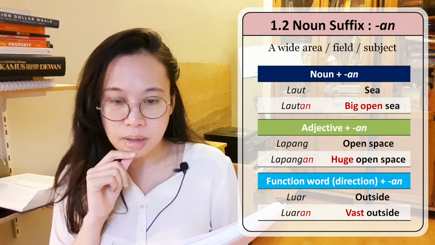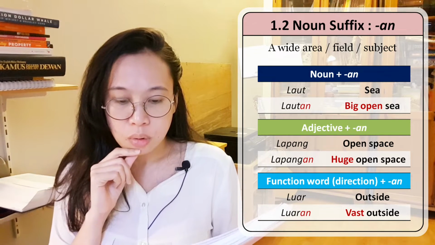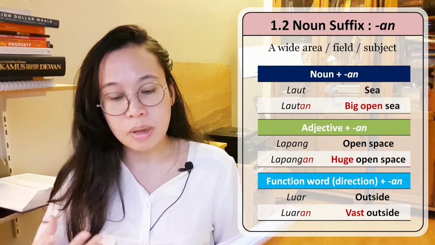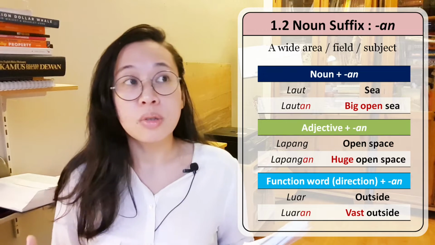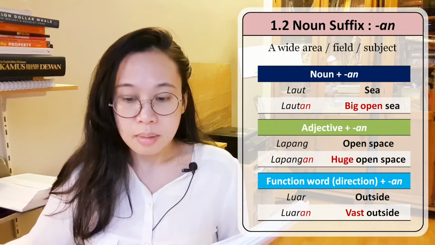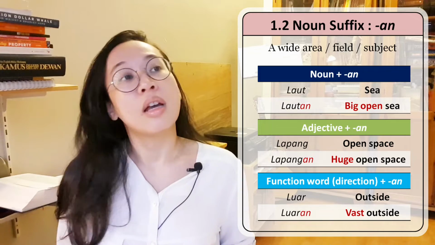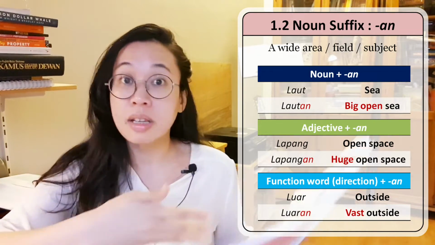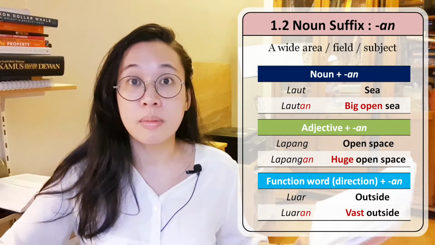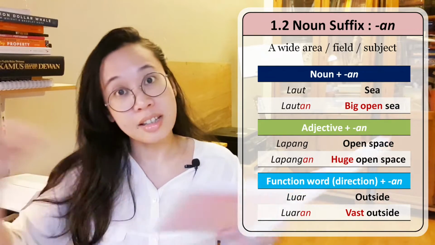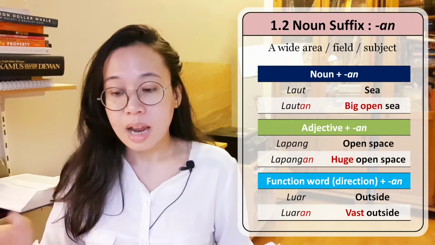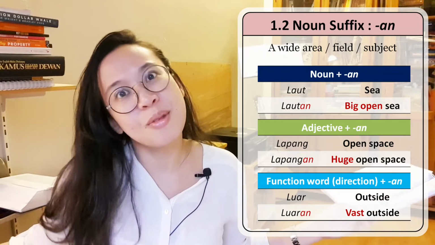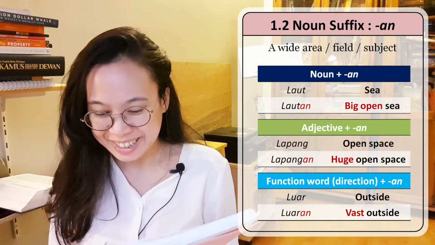Second one is adjective plus an. So an adjective is lapang. Lapang means a state of being open and wide and not narrow. So lapangan means a huge open space, like tempat lapang, a place that is open, like a football field or a basketball court. Lapangan, a huge open space, maybe like a huge football field, I suppose.